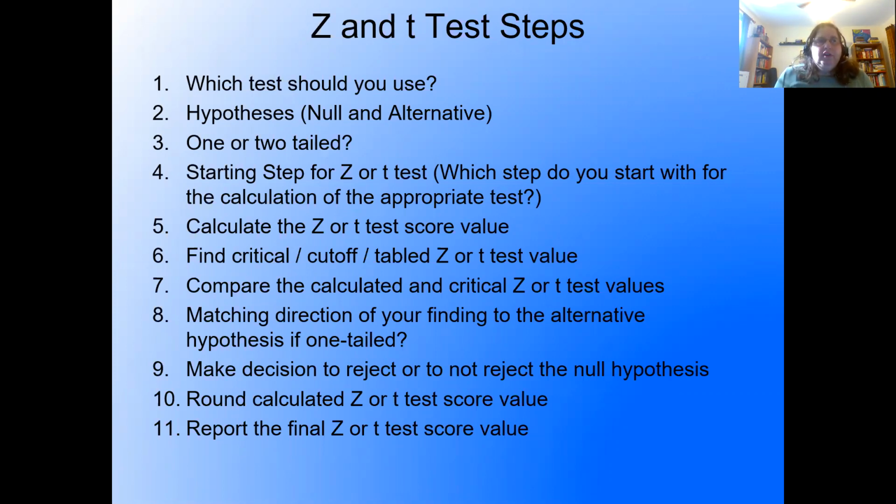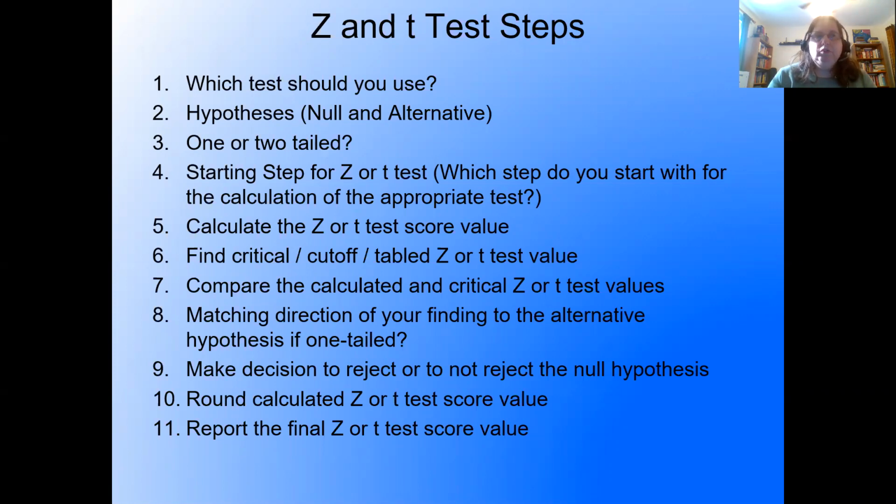Now, at this juncture, you could start with the calculations, or you could find the critical, cutoff, tabled, whatever you like to call it, Z or T test value, whichever you like. I like to start with the calculations. So which step am I going to start with for the Z or T test? Remember, we talked about that, and it doesn't really apply to the Z, but more so for the T's. Am I starting with step 1, 2, 3, what have you?